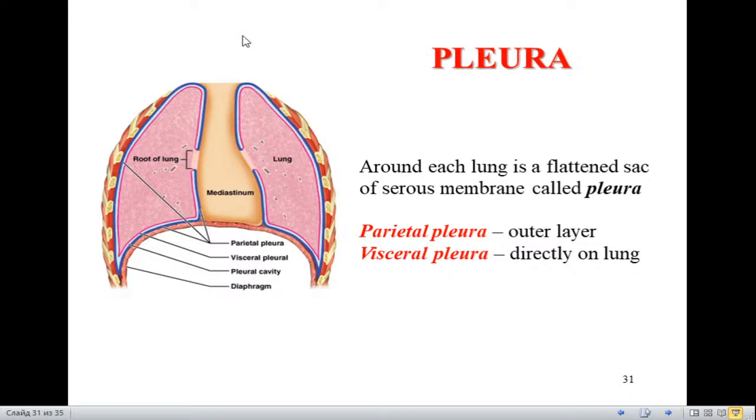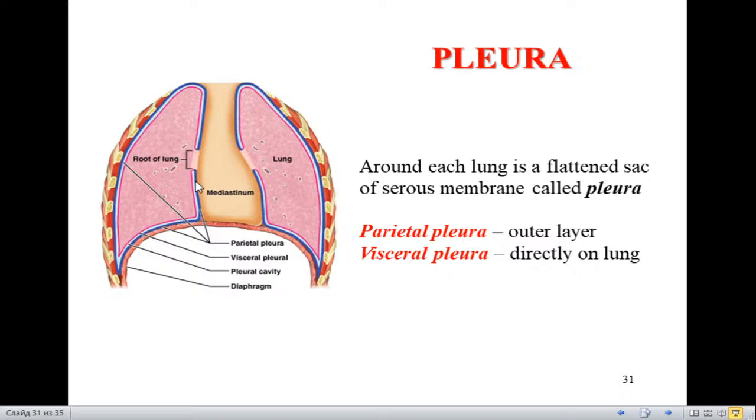Visceral pleura is closely connected with the pulmonary tissue and enters in the fissures. It also forms the pulmonary ligament, which passes from the root of the lung to the diaphragm. The visceral pleura has special villi which produce the serous fluid.